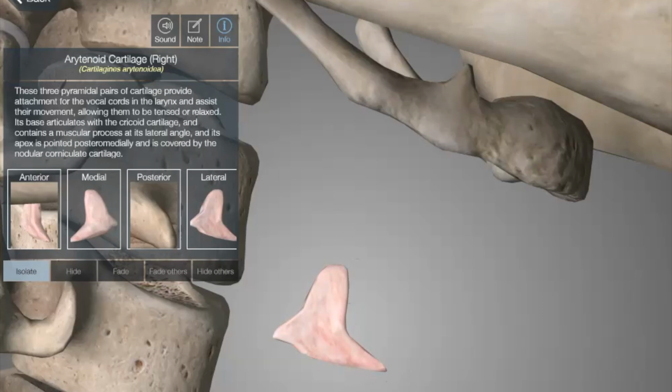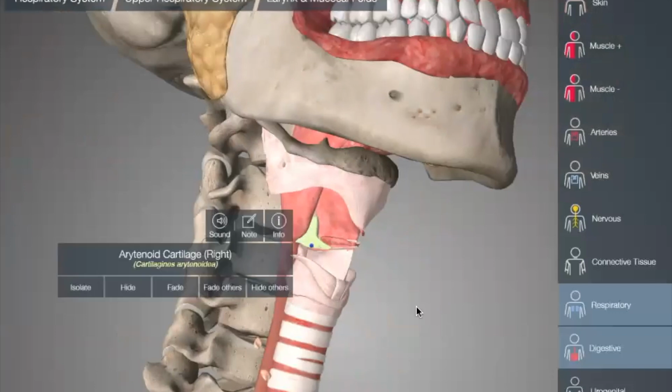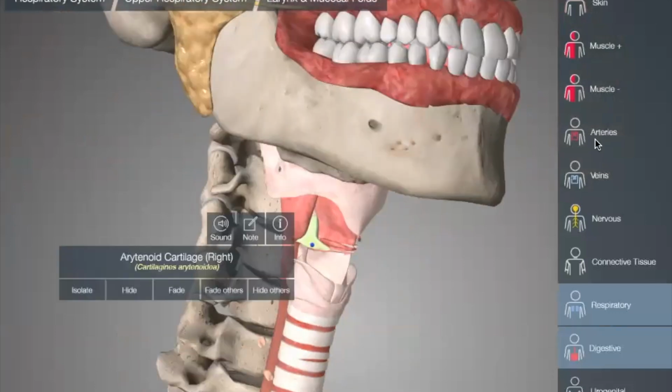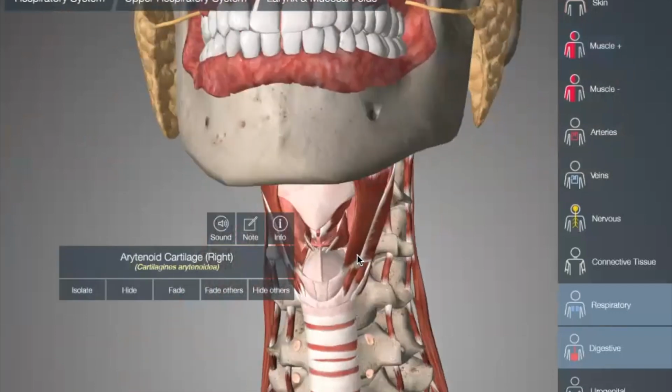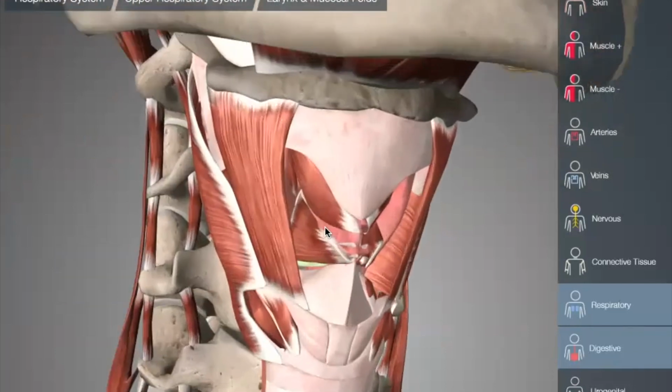Now, this cartilage has a very important role: muscles attach to it and cause the vocal cords to increase or decrease in tension. And this is why it is a very important structure. The muscles surround it.